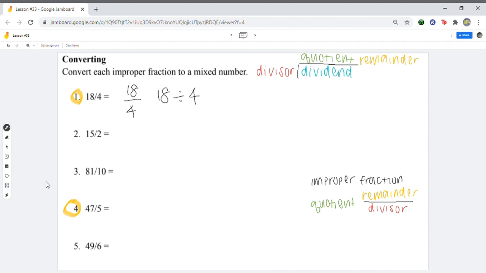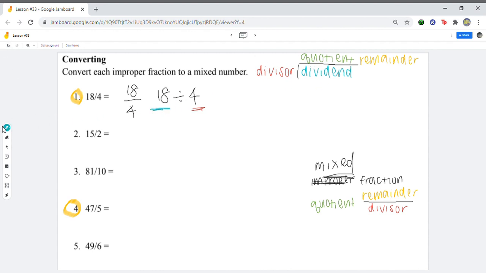Now what does division have to do with converting from improper to mixed? Well, a mixed fraction involves the fraction. We have our quotient, we have our remainder, our divisor. So in order to find what these are, we have to divide these two numbers. So from this, we know our divisor is 4, and we know that our dividend is 18.